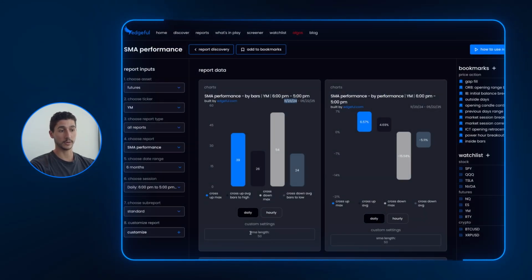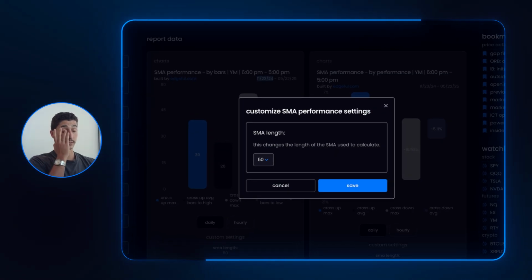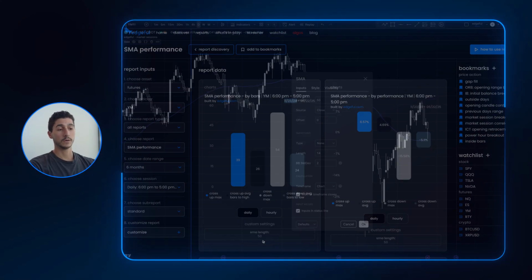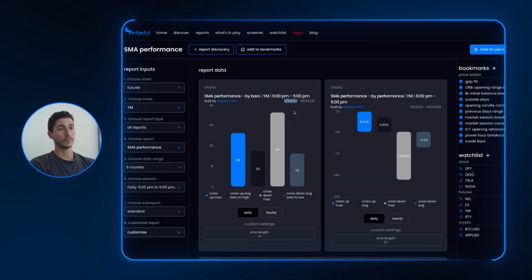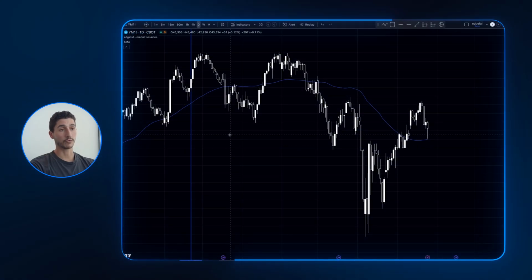So it's super important. If you're looking at the 9 or the 21, it is not going to match. The SMA length, which you can also customize, by the way, right over here, is the 50, the one that I have right now. So what this report measures is the bars and the performance of the crosses.